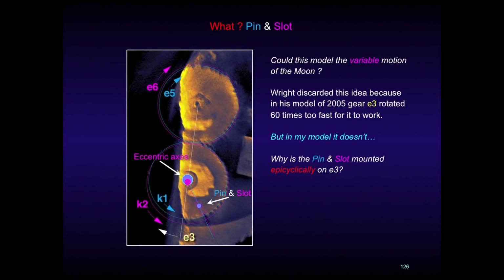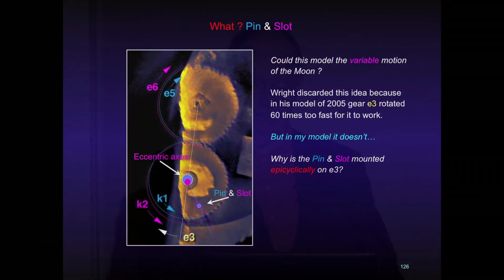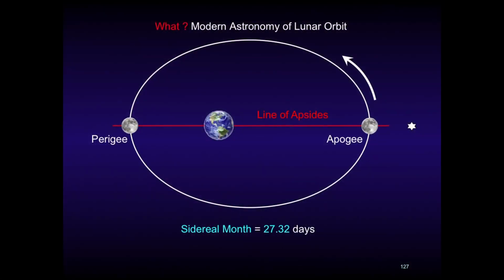But in my developing model, E3 turns, you remember, the Saros dial, which is a dial which has a period of 18 years over a 4-turn cycle. Everything's very slow, so it's going around very slowly. So maybe this is a promising idea. The second key question is, why is the pin and slot mounted epicyclically on E3? And I'm going to explain why that is. And I'm going to revert now to modern astronomy to talk about the reason.